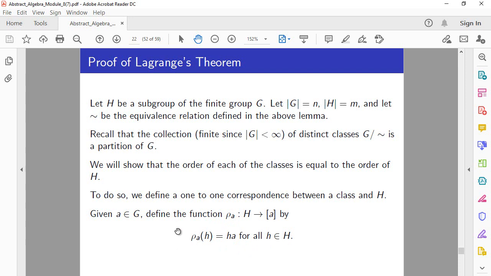so it's a bijective mapping. So if it is a bijective mapping, then because the domain and the codomain here are finite, I can say that the number of elements of H is the same as the number of elements in the class containing A. So that means every class under this relation has the same number of elements. That is, each class has as many elements as the subgroup H.